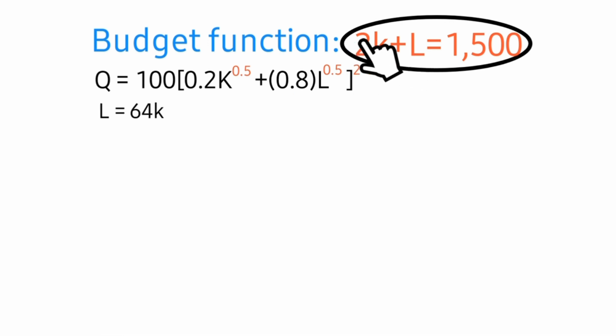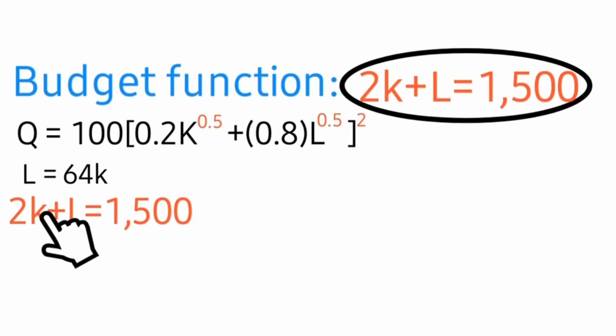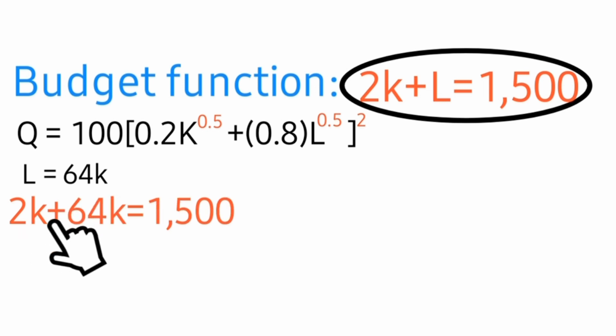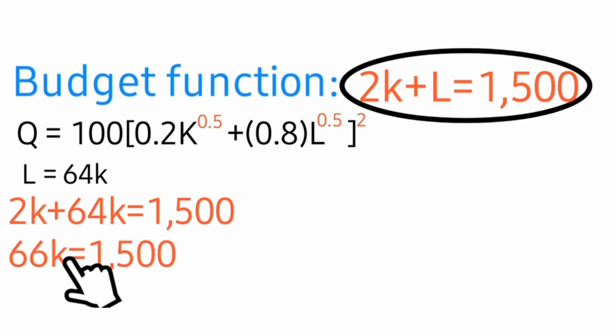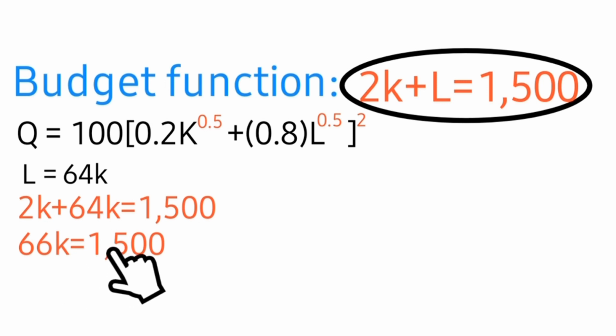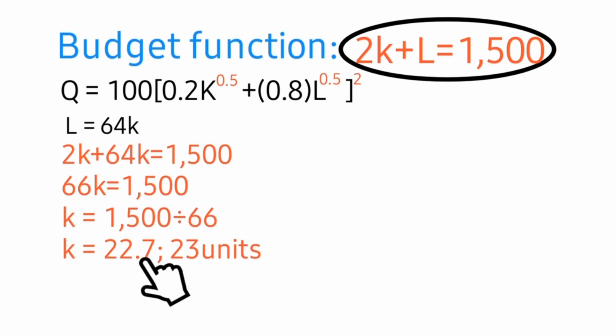But our budget function equation given is this. Now we'll substitute the value we got for L into the equation. Now the equation changes to 2K plus, in place of L, we'll write 64K because 64K is the value of L, equals 1,500. 2K plus 64K gives 66K equals 1,500. K value will be 1,500 divided by 66, which gives 22.7, approximately 23 units.